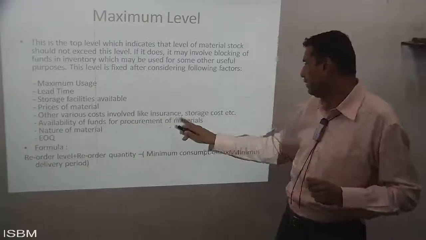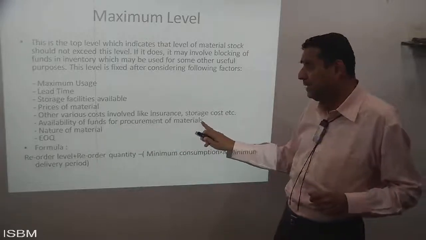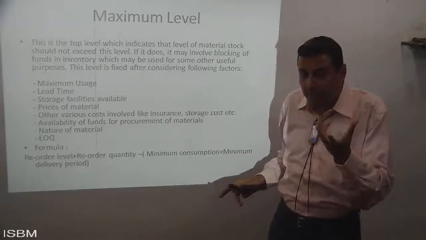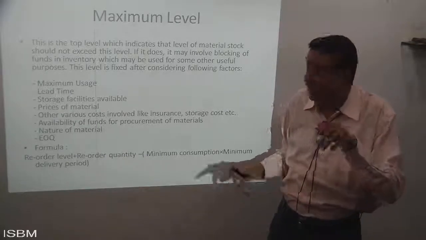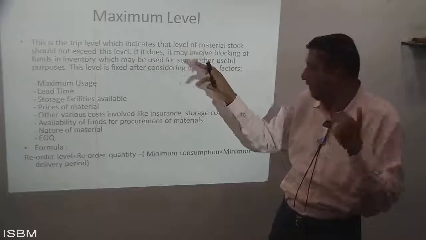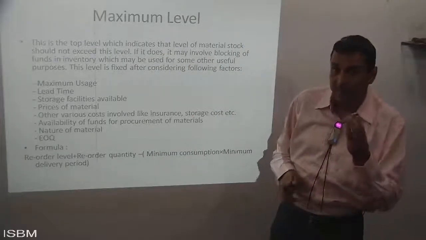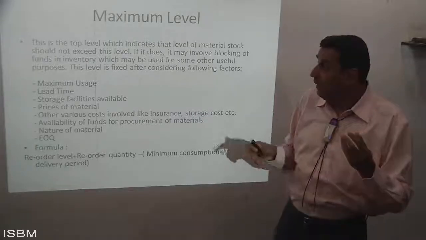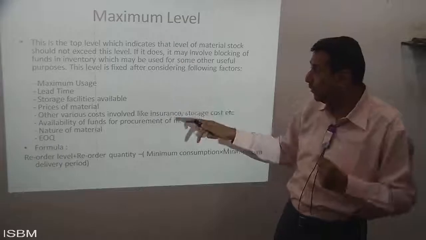Other various costs involved, like insurance, storage costs, etc. Availability of funds for procurement of materials. If the funds are not available, then you may end up having stock at a very optimum level, not at a maximum level, because you do not have funds. Nature of material, whether it is perishable or durable, that also will decide the maximum level we are going to keep.